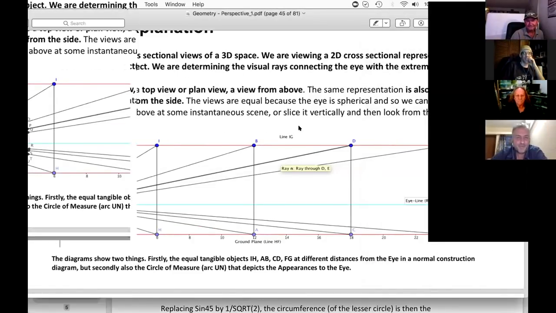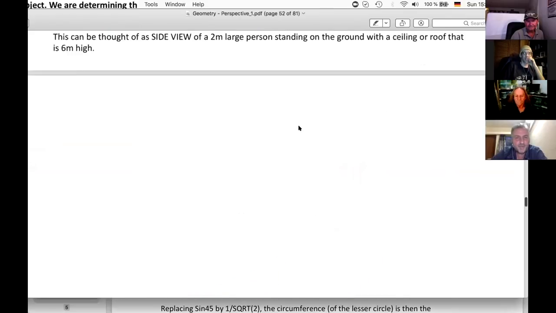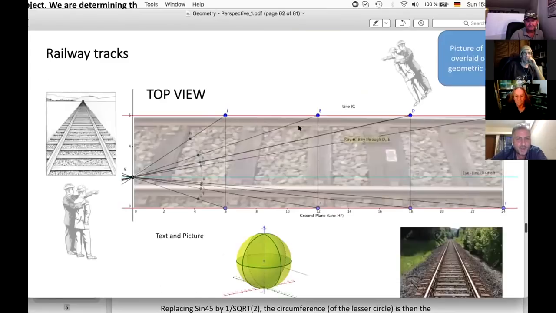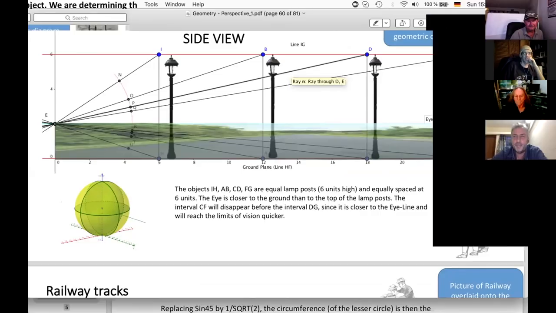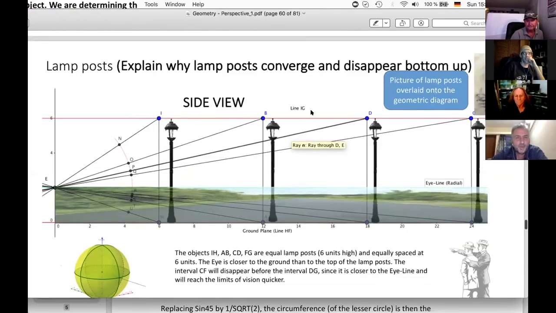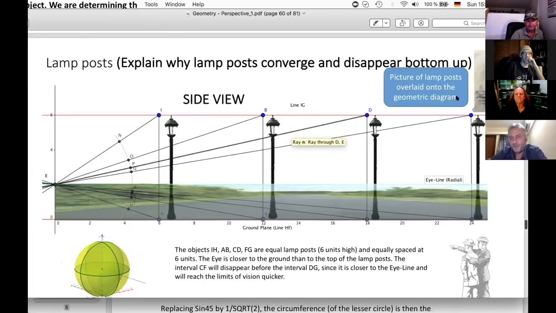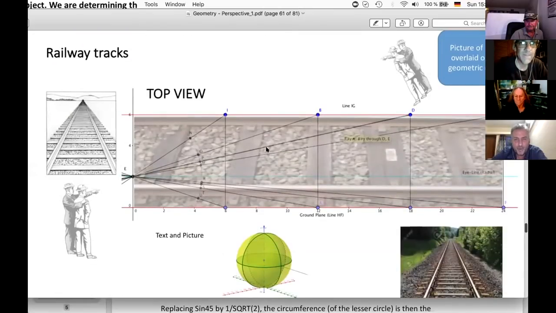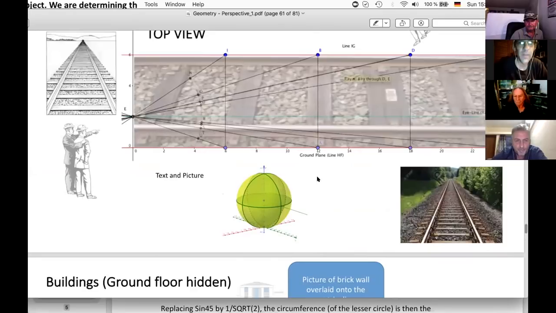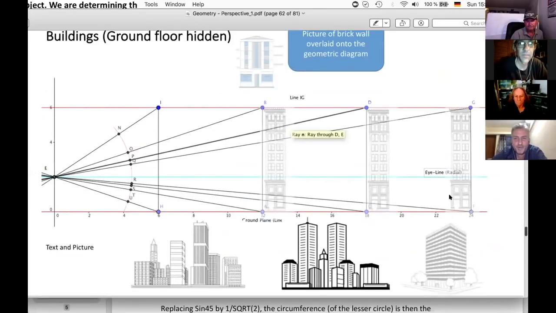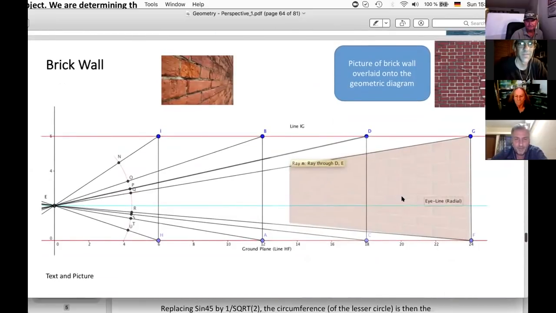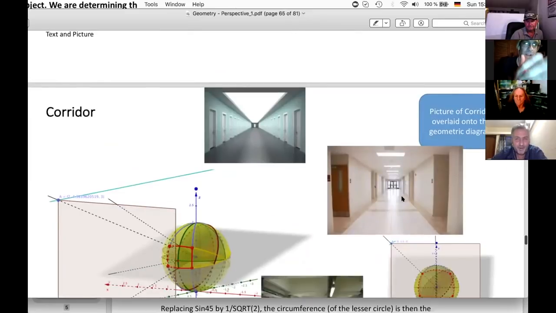Let me just skip through this document, because I think this basically takes us through the theorems that are in that document. But I'm pretty sure I had some examples, to try and make this a little bit easier for people. So, explaining why lampposts, I've put lampposts in there, and I've tried to explain it a little bit more. It can be the same thing as a railway, what I just talked about. Yep. It's the same reason buildings disappear from the bottom up. Same principle. Or the sunset, yeah. Or a brick wall, you know. If you look at a brick wall or a corridor.